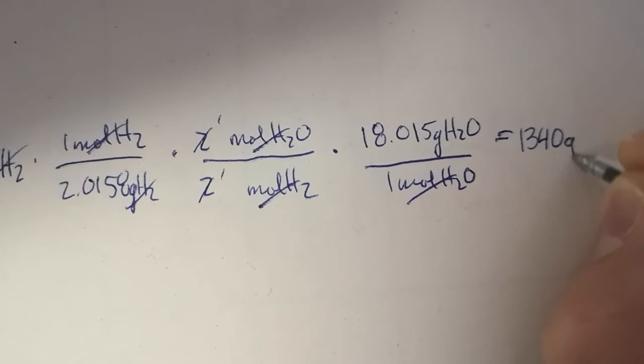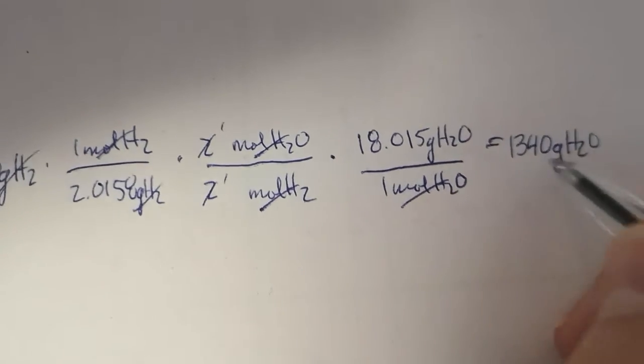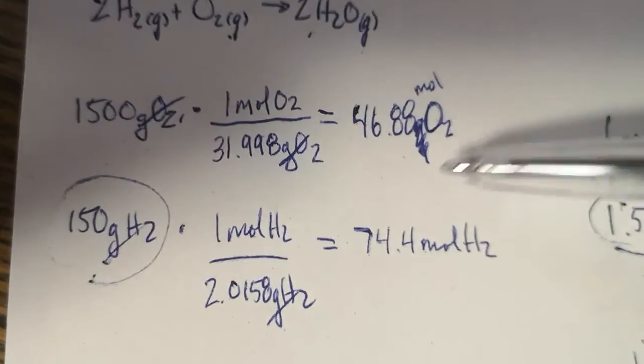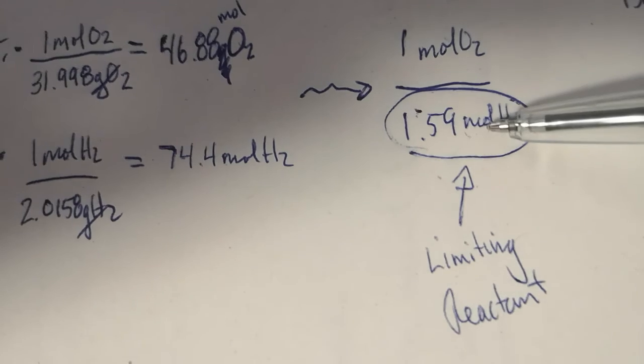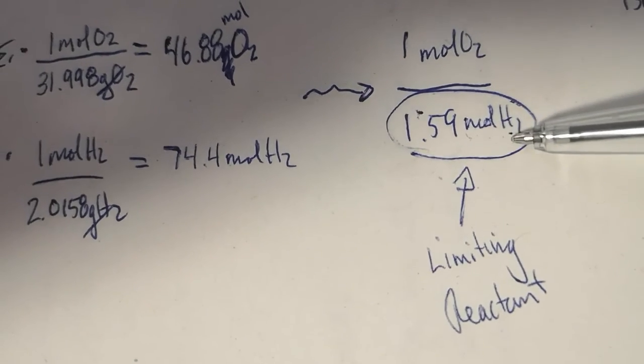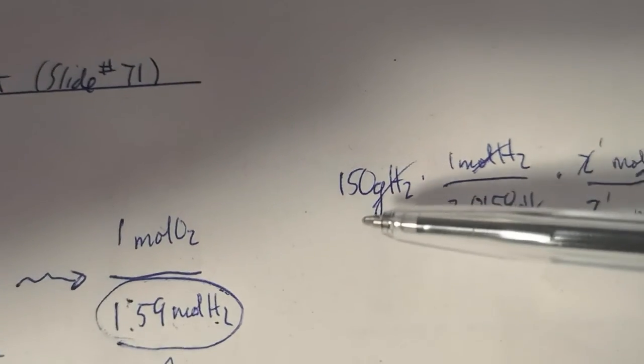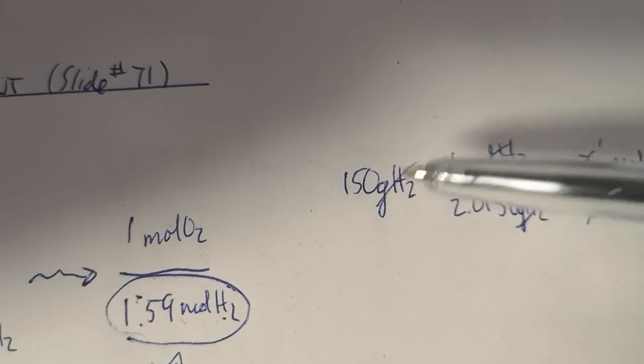1,340 grams of H2O. So remember, in every limiting reactant problem, figure out which of the 2 given values is our limiting reactant. Once you've figured out that hydrogen is limiting reactant, every calculation after this starts with that limiting reactant.